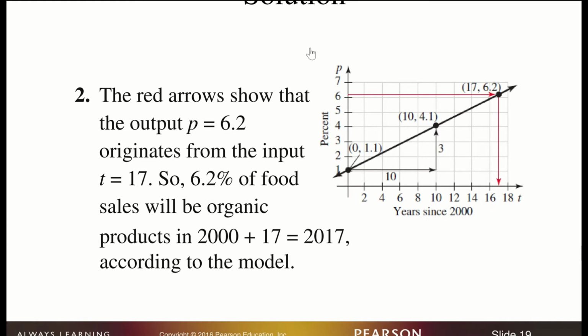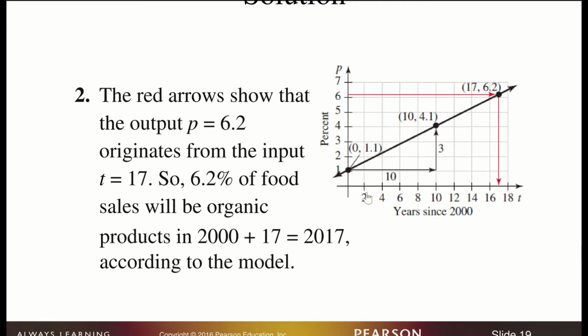So if we're going to estimate when the percentage will be 6.2%, we notice that 6.2 is right around there. So from there, we draw a straight horizontal line till we hit the line. And from there, we drop a perpendicular straight to the x-axis, right? So we notice that falls right between 16 and 18, so that corresponds to 17.